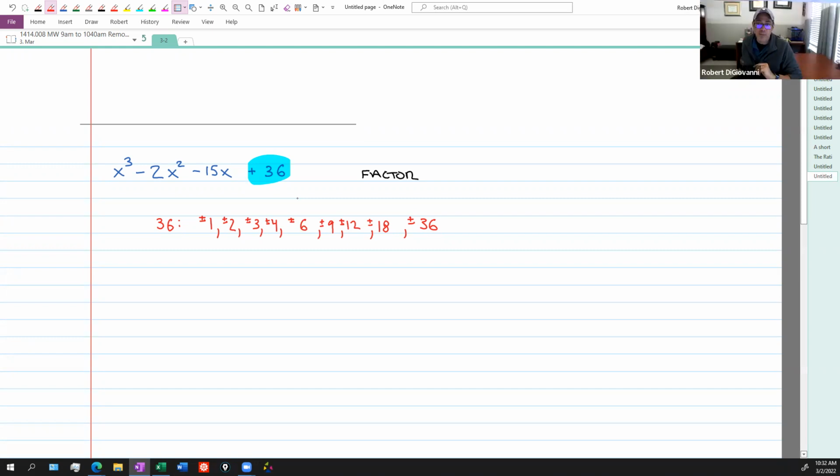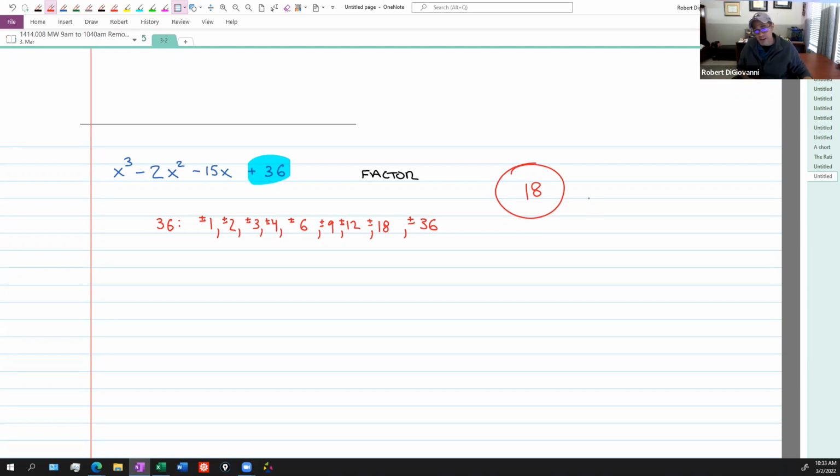Each one of those numbers represents 2 possibilities. So this is 2, 4, 6, 8, 10, 12, 14, 16, 18. There are 18 possible things for us to use for synthetic division, which sucks, but it's better than your other option, which is you can't factor it. So where do you start? Let's start at 1.